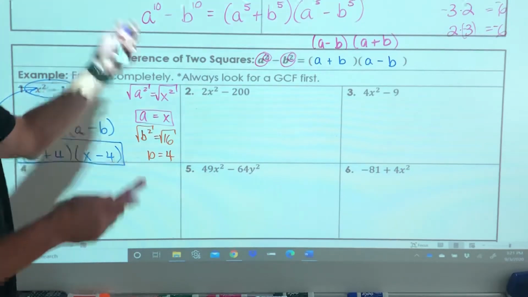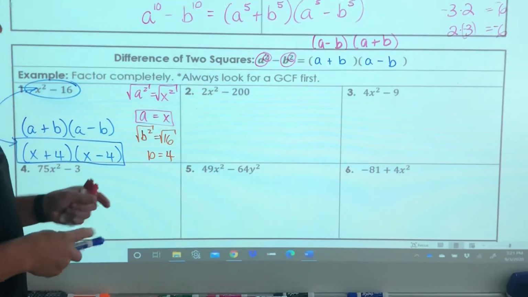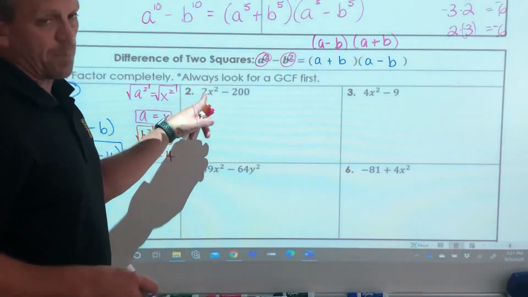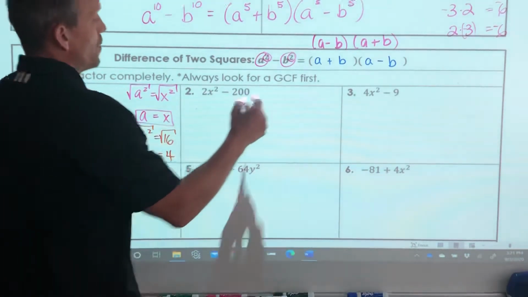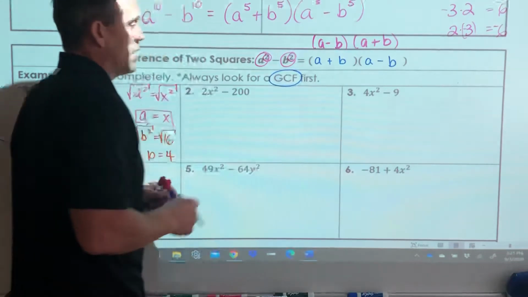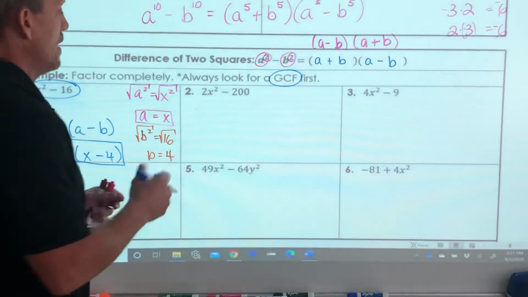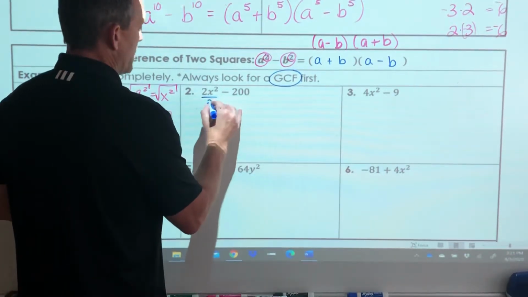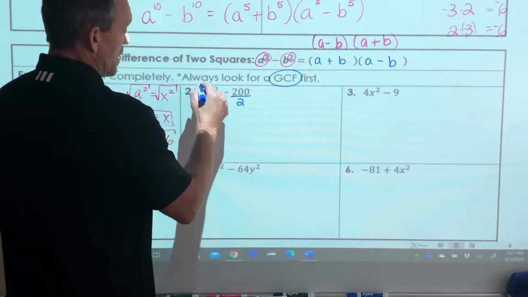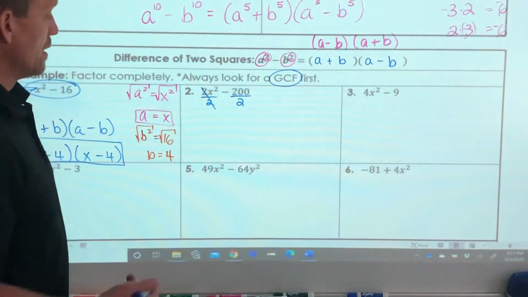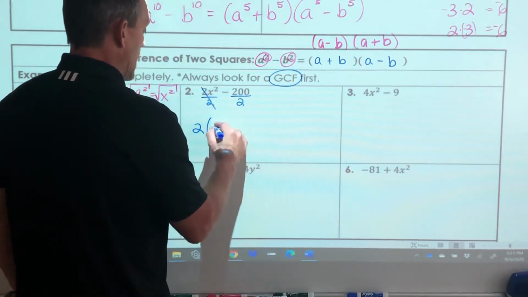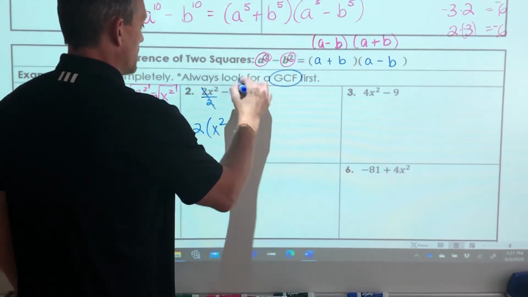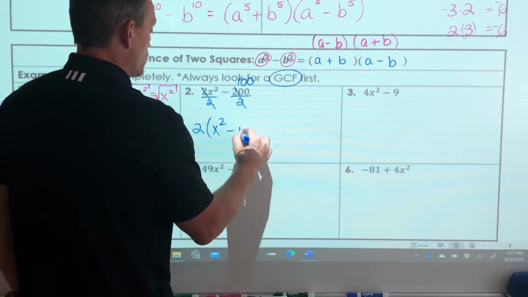That's the same difference. So we look at this, 2 is not a perfect square, 200 is not a perfect square, but X squared is a perfect square. So we always got to think, first word in factoring is GCF. What do they have in common? What's our greatest common factor? Well, the greatest common factor here is 2. So I'm going to pull that 2 out. What is left on the inside is X squared minus 100.